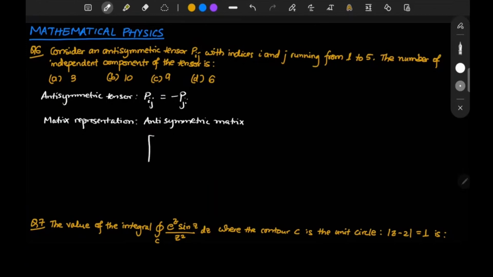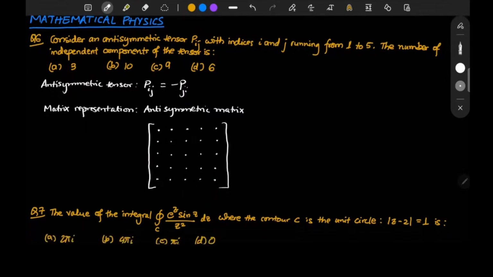So let me write down the matrix representation. It will be like 5 cross 5. So 1, 2, 3, 4, 5, 5 rows and 5 columns. So this kind of a grid we will have. So this will be the 5 cross 5 matrix representation.